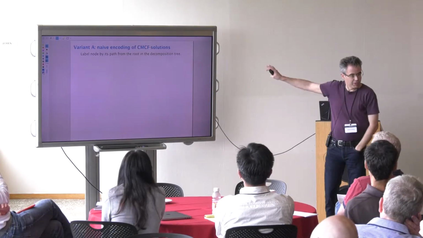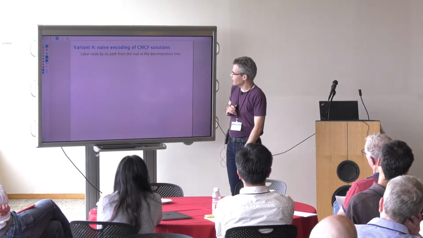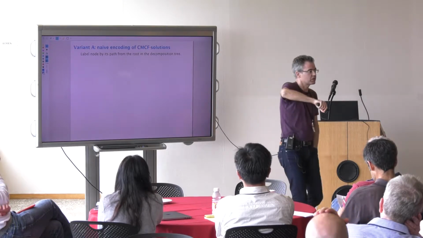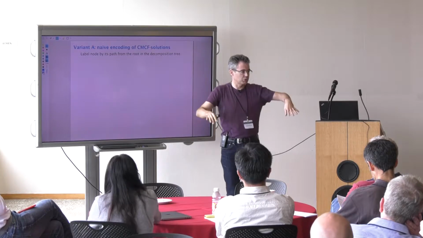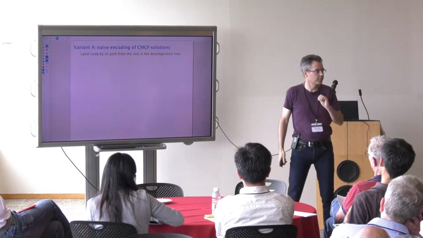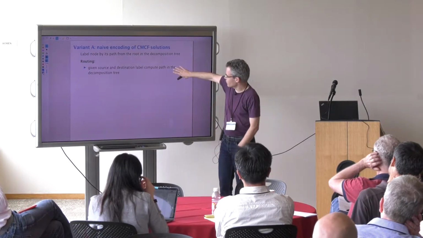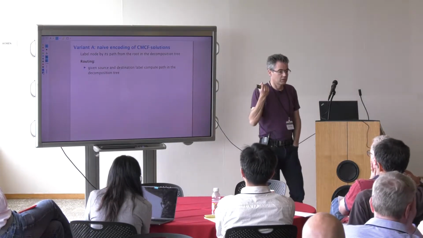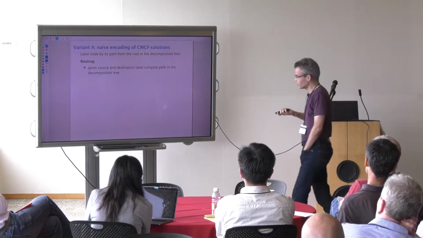So now, what is the cost? So first of all, how do I label my vertices? I label my vertices by the path from the root in the decomposition tree to the leaf vertex. So every vertex corresponds to a unique leaf vertex in this tree. This is the label that I assign to this vertex. This is very small. So given the source and the destination label, I can compute the path in the decomposition tree. This is easy to do. So then I know the path in the decomposition tree.